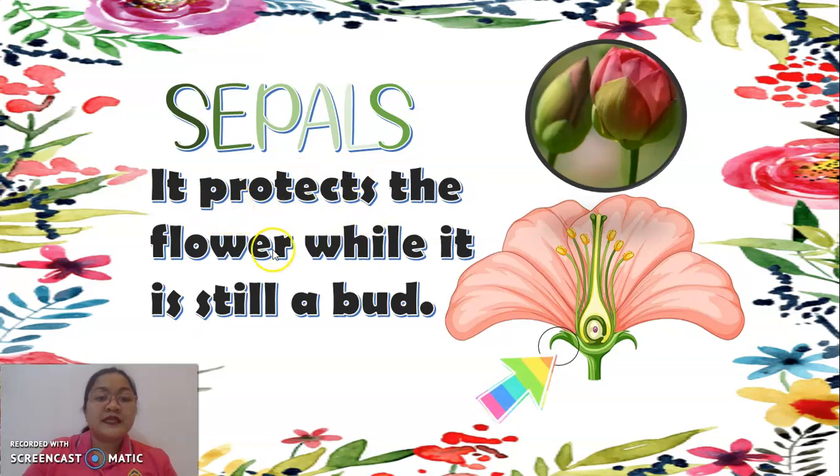What is a sepal? Sepal protects the flower while it is still a bud. A flower starts from a very small bud, right? So when a flower is still a bud, the sepal serves as protection for the flower. This green part is called the sepal. It protects the flower.